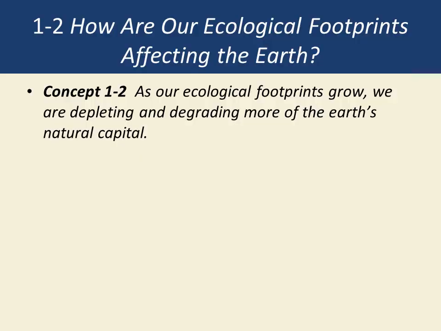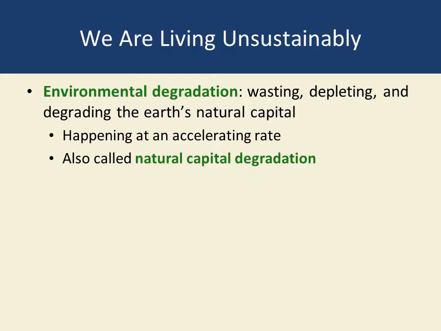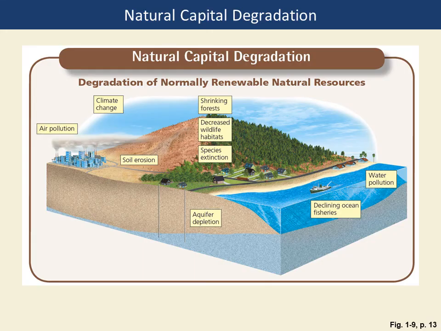Okay, what is the ecological footprint? How does our ecological footprint affect the earth? As our ecological footprints grow, we are depleting and degrading more of the earth's natural capital. We are living unsustainably. Environmental degradation, wasting, depleting, and degrading the earth's natural capital, happening at an accelerating rate, is also called natural capital degradation. So, how do we do natural capital degradation?